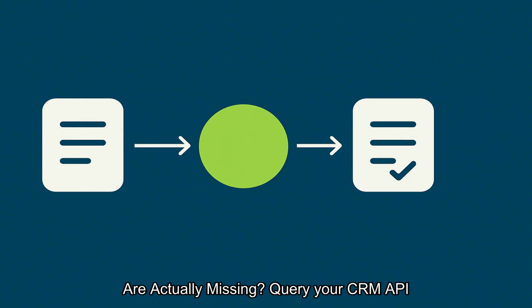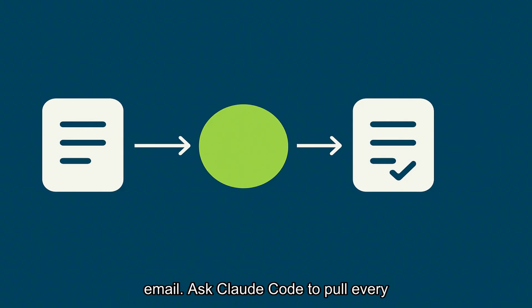How do you find which CRM fields are actually missing? Query your CRM API for the fields you care about: company size, industry, revenue range, job title, verified email. Ask Claude Code to pull every record where those fields are empty or older than 90 days. That query becomes your enrichment list, not the whole database, which keeps the job fast and the API calls targeted.